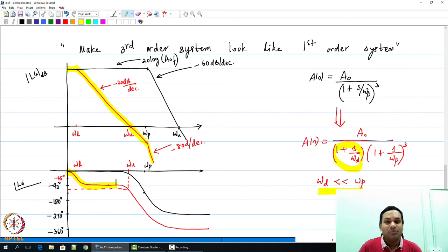Now, at a certain point, very close to 1/10 omega p, the phase of the 3 poles at omega p will start affecting the overall phase of this new system, and eventually at very high frequencies, much larger than omega p, the total phase would be equal to that of a 4-pole system, and therefore minus 360 degrees.